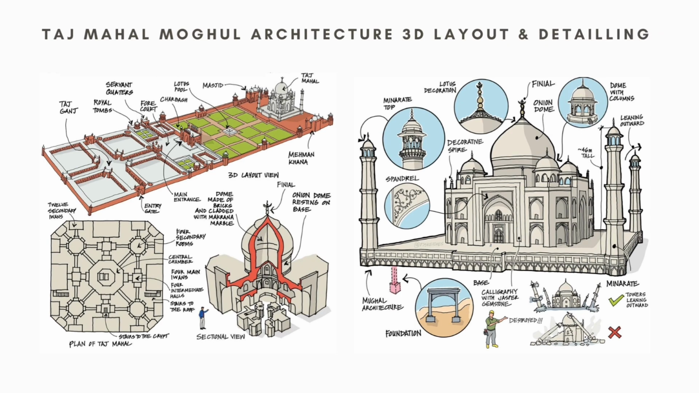Taj Mahal Mughal architecture, 3D layout and detailing. As you can see, the image includes a 3D layout view, plan of Taj Mahal, sectional view, and some main elements of Mughal architecture in Taj Mahal. For example, minaret top, lotus decoration, onion dome, dome with column, spandrel, and calligraphy with jasper gemstone.